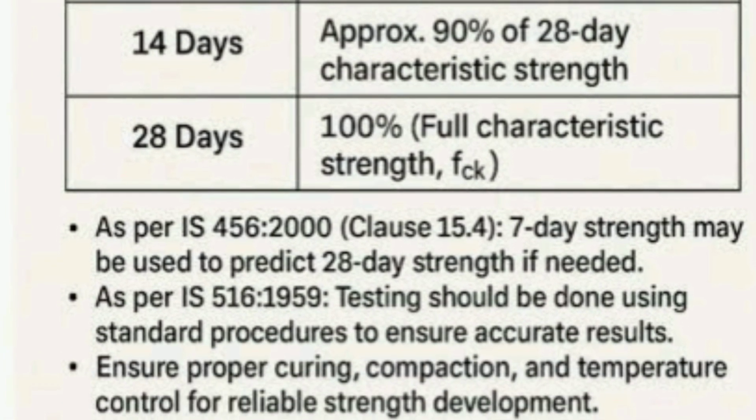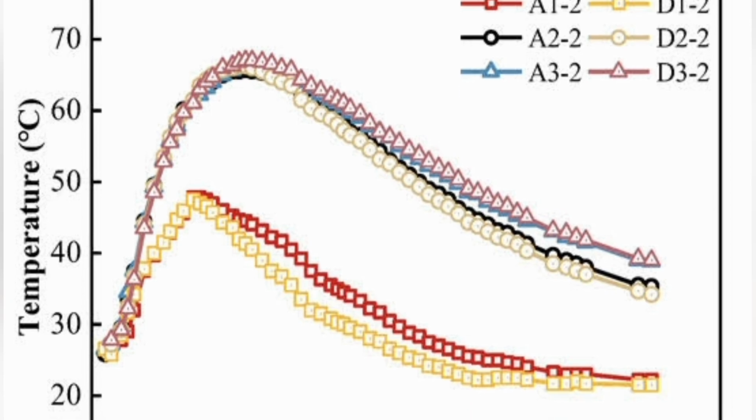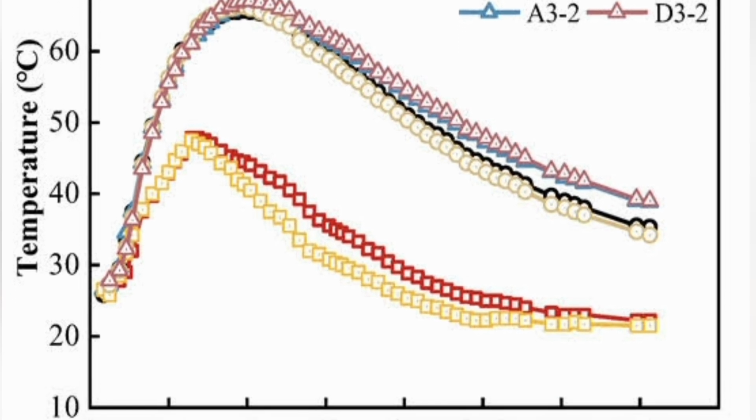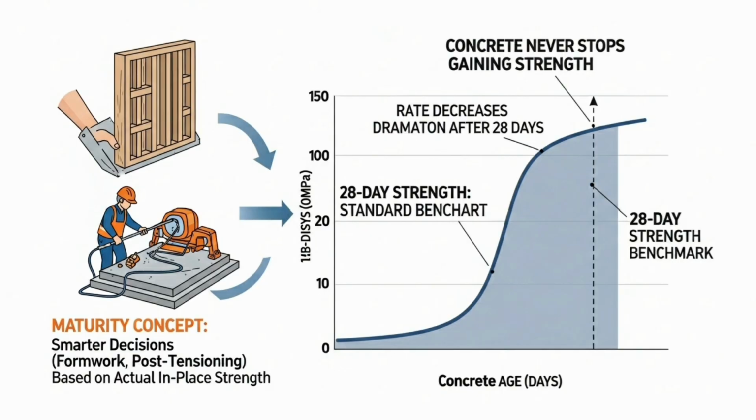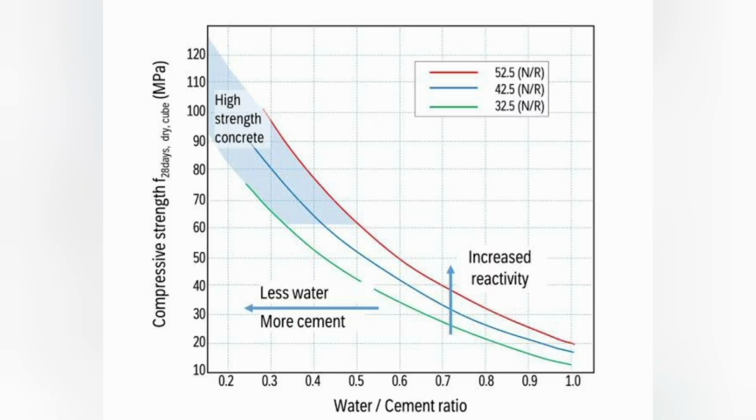Finally, we have the temperature and age factors. Concrete strength is a function of time and temperature, a concept known as the maturity of concrete. The hydration reaction accelerates in warm weather and slows down in cold weather. This means a concrete slab poured in the summer will gain strength much faster than the same mix poured in the winter. However, there are limits.